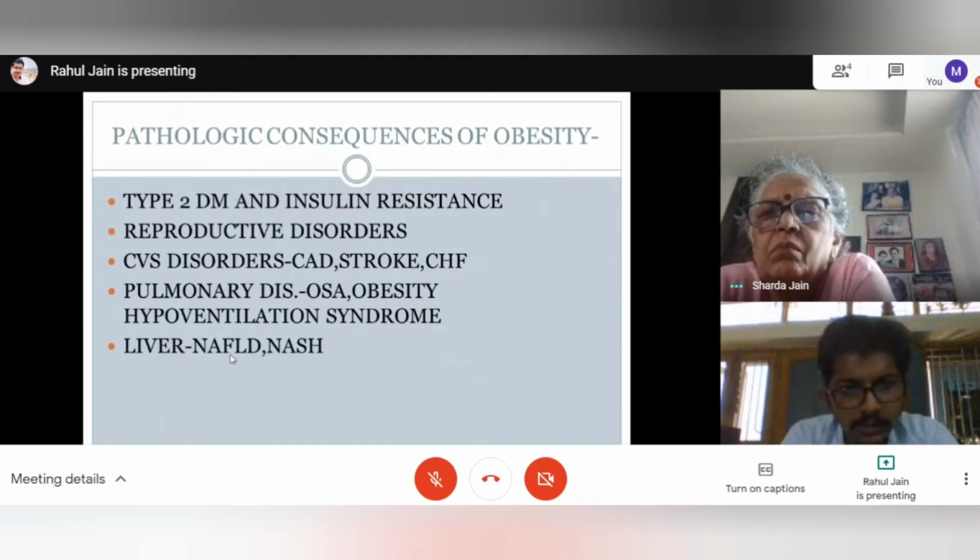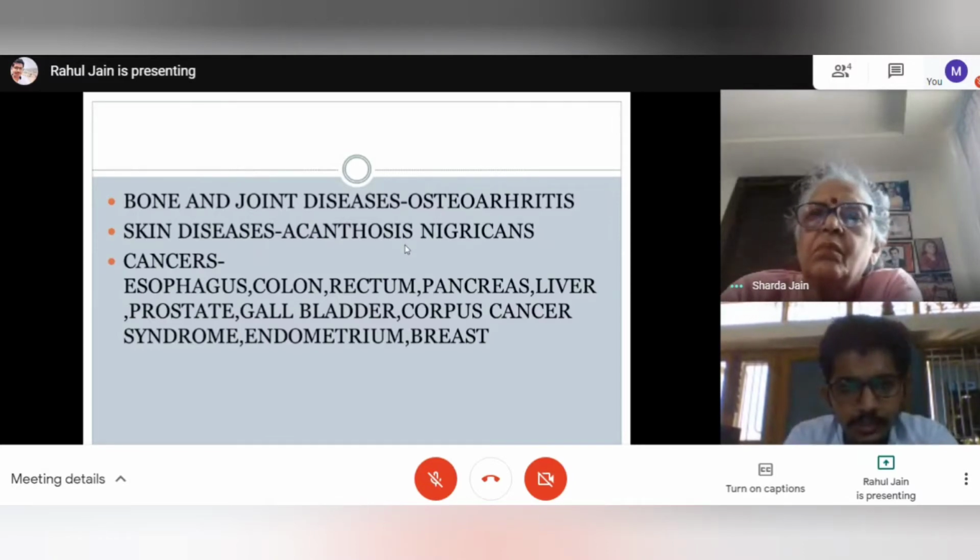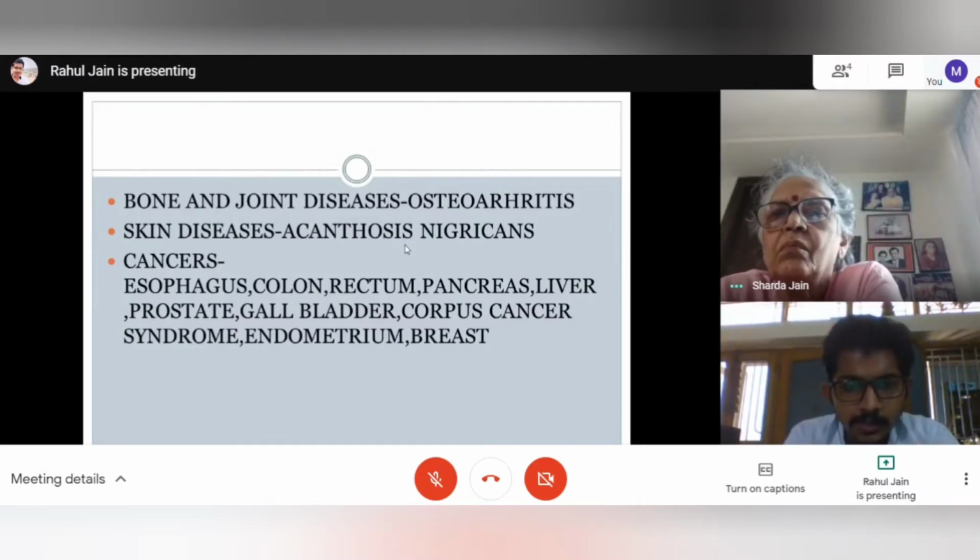And in the liver we have non-alcoholic fatty liver disease and non-alcoholic steatohepatitis. Then bone and joint disease, we have osteoarthritis, and skin disease. This is very interesting: acanthosis nigricans. Basically, acanthosis nigricans is the dark pigmentation over the skin creases, and it is a good marker of insulin resistance. So wherever you see acanthosis nigricans, we will see insulin resistance, and it makes the skin friable also.